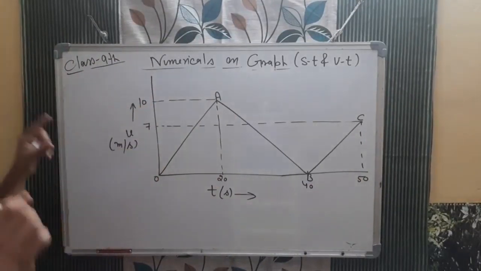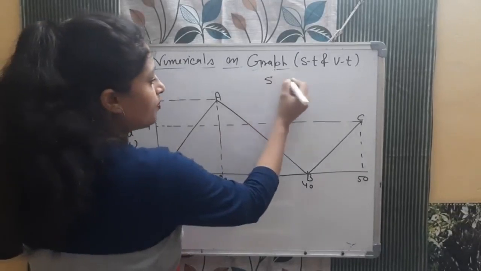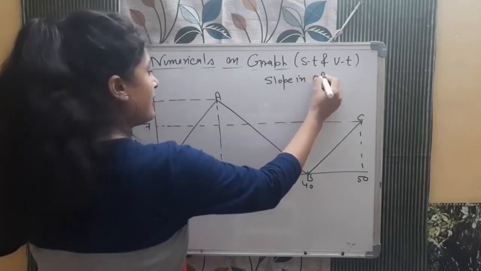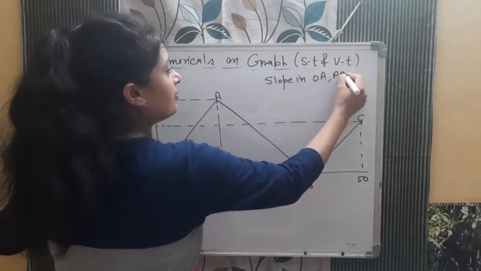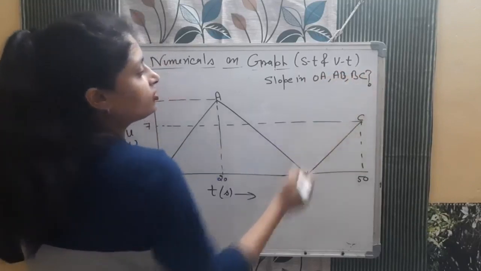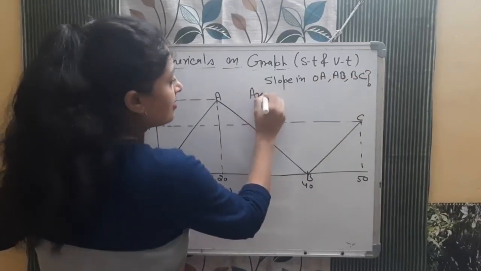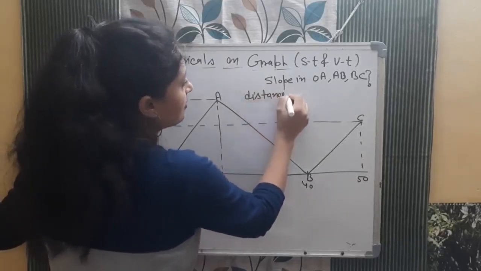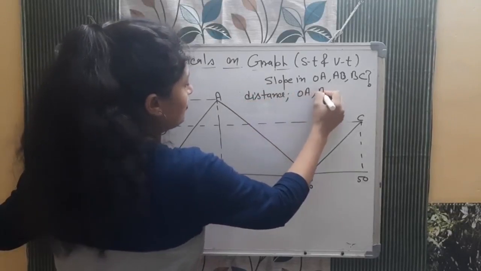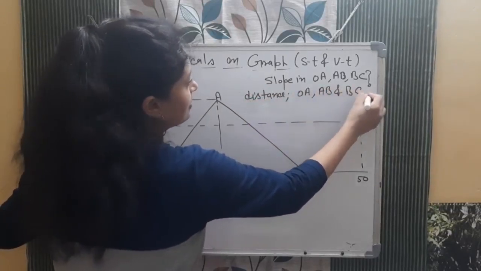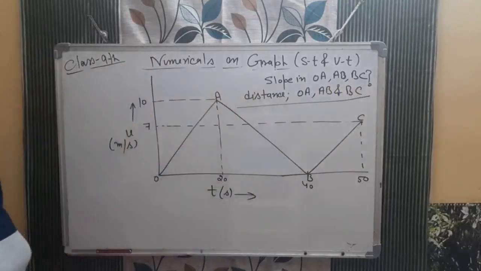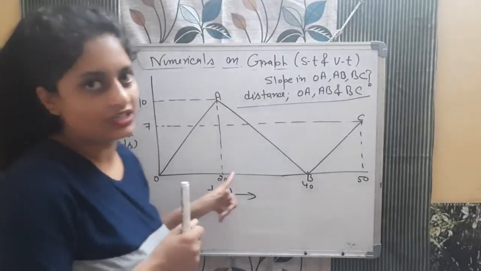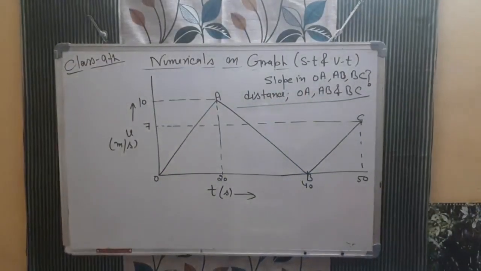This is the question. You need to tell me the slope in OA, AB and BC. Slope in all the three parts, and area, or we can say distance traveled by the object, distance O to A, A to B and B to C. Calculate three parts here. This question is for trying. You will do it by yourself and you will give me the answer in the comment section and I will check it out. Okay, so now we are moving to the next question.